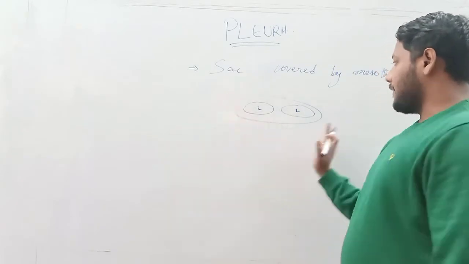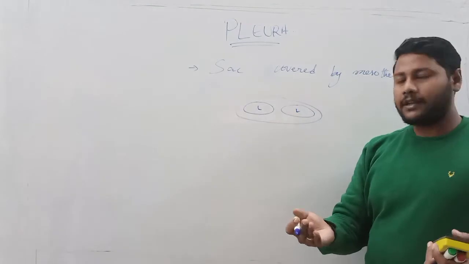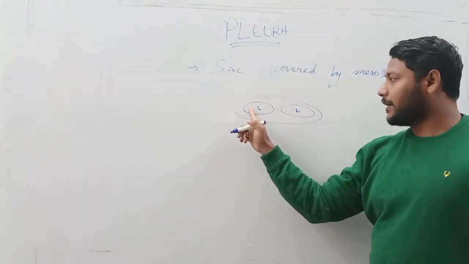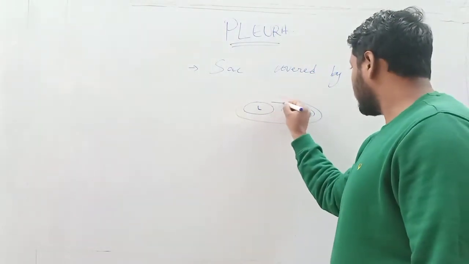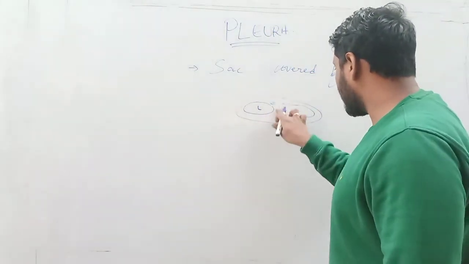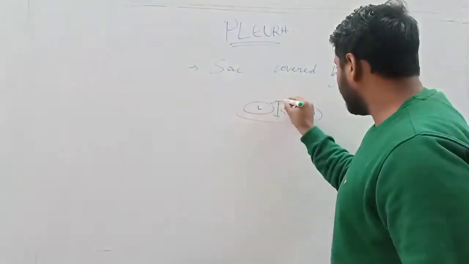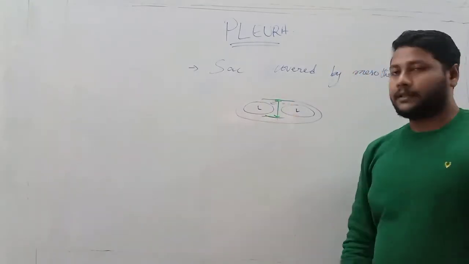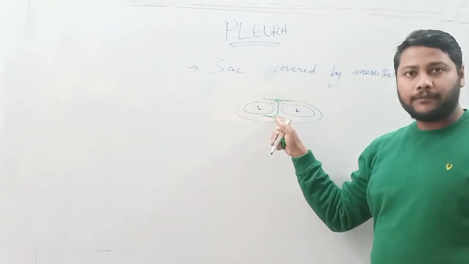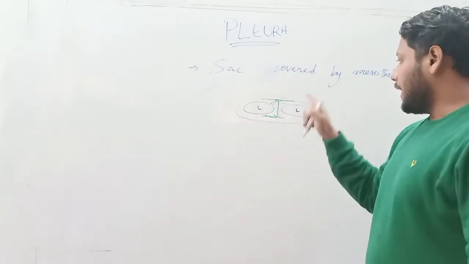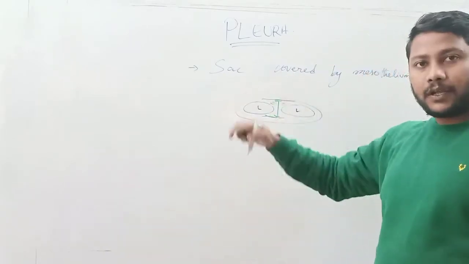Okay, so in the thoracic cavity, the lungs are occupying the major portion, right? The major portion of the thoracic cavity is occupied by the lungs. So the space which is left out, which means this space, let me mark it with a different color. This space, right? The space in the thoracic cavity in between the two lungs is known as the mediastinum, right? So around the mediastinum, there are two sacs on each side. Okay.